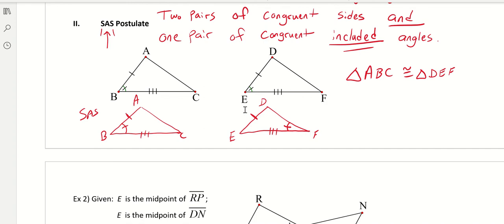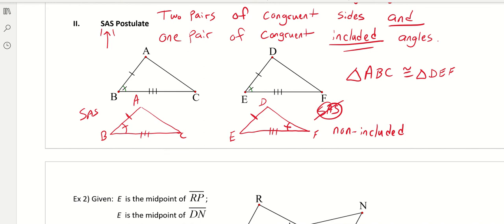We have information on DE. We have information on EF. We have no information on DF. So angle F here is non-included, right? It's a non-included angle. We do use non-included angles later, but not in side angle side. So this is not side angle side here, because F is a non-included angle.